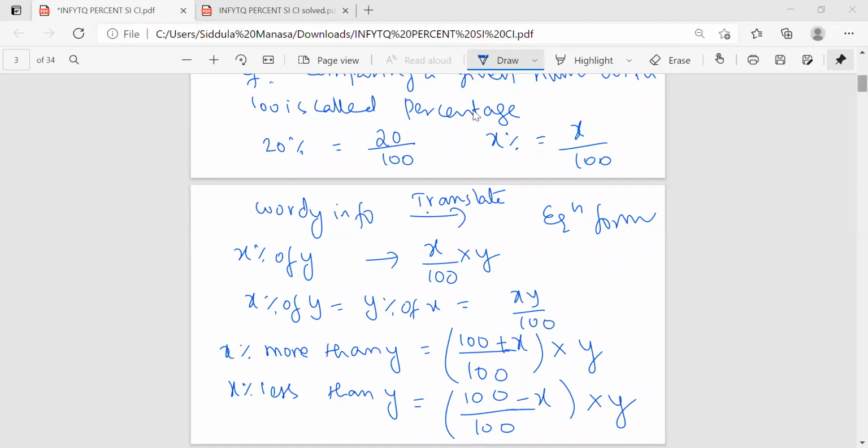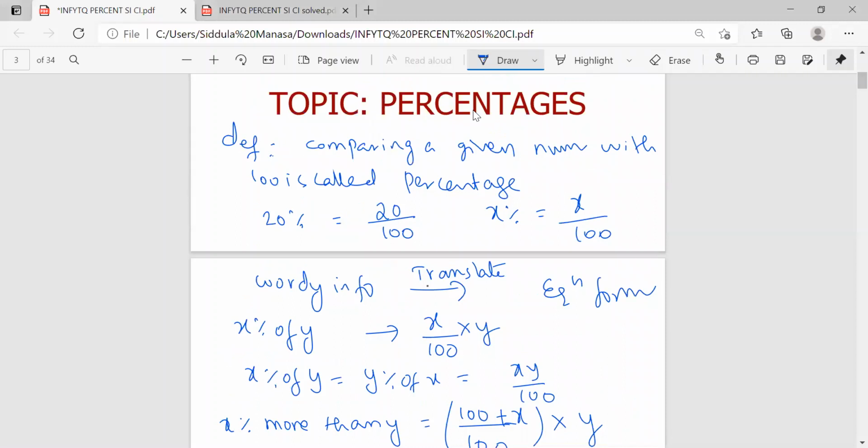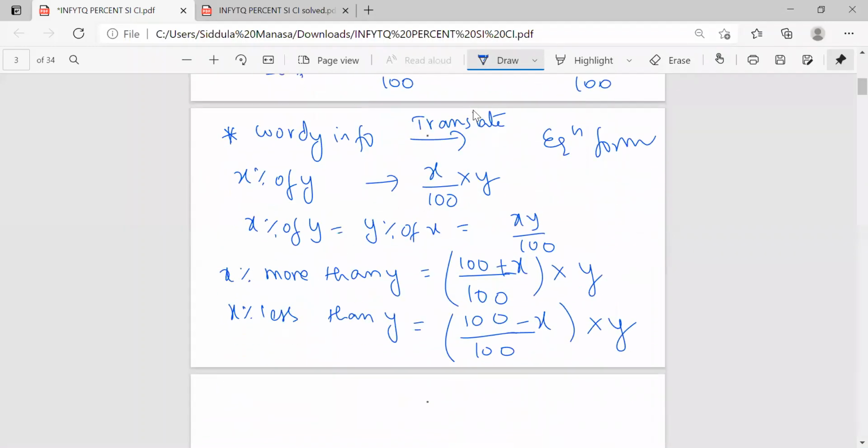So what we discussed here is comparing a given number with 100 is called percentage. So 20% means we can translate it as 20 by 100. X percentage means we can translate it as X by 100. The major part in percentage questions is that wordy information will be there. You need to translate it into equation form. You can encounter statements like X percentage of Y, which can be translated as X by 100 into Y. So X percentage of Y or Y percentage of X, both of them will give the same result, which is XY by 100. And some other statements like X percentage more than Y or X percentage less than Y will be there.